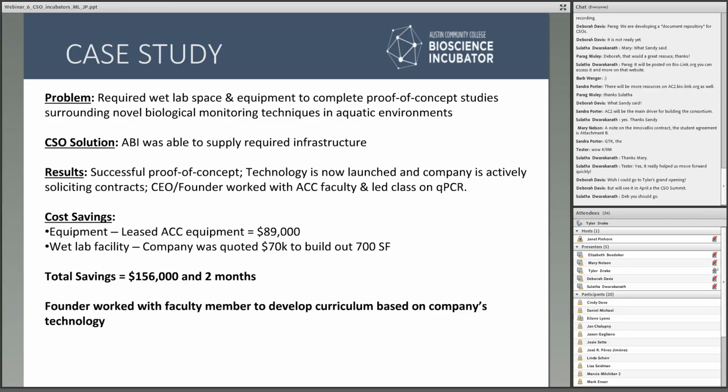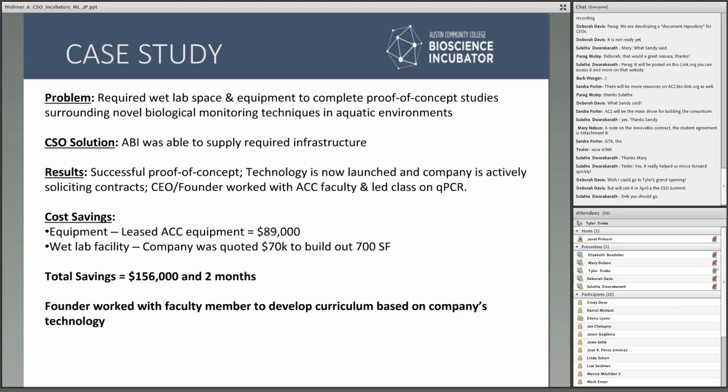So Company A here required wet lab space and equipment to complete proof of concept studies surrounding a new biological monitoring technique they had. And so we were able to supply them with the infrastructure, meaning the lab space and some basic equipment to do their proof of concept studies. So they completed those proof of concept studies in about 3 months, along with help from one of our interns.